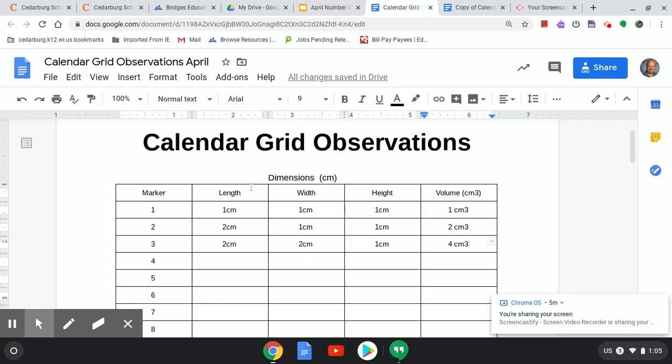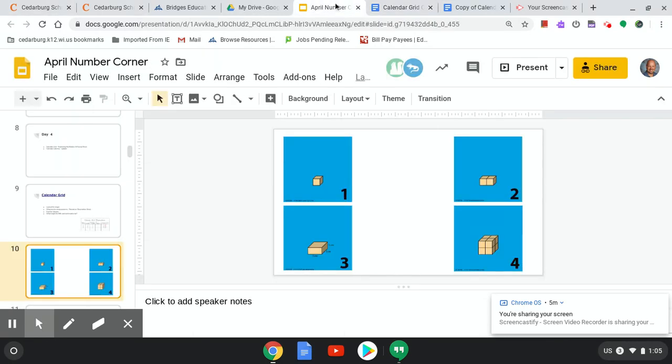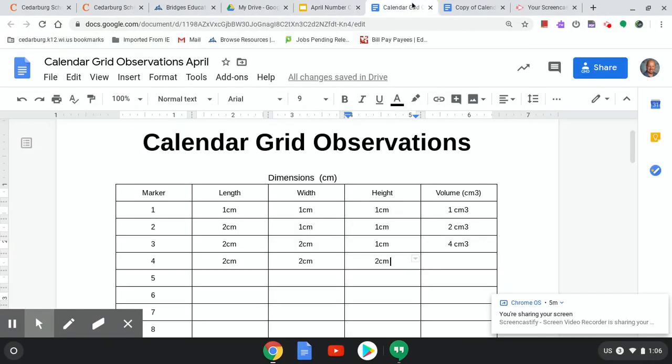Let's go back to our calendar grid observation sheet, and we'll fill that in. 2 centimeters by 2 centimeters by 2 centimeters. Now remember, when we figure out volume, it's base. Our base is the bottom row, right? So it's 2 by 2. And how many fill in? That's 4. And then we multiply that by the height, or how many rows of 4 we have. And so 2 times 2 times 2 is 8 centimeters cubed. Great. So that's all it is.